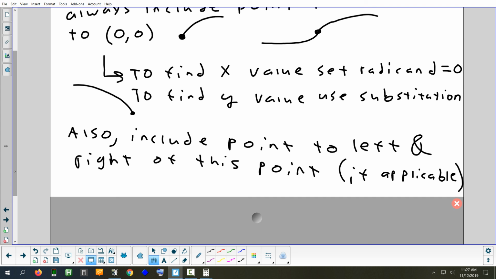So if you have an even root, it's only going to go one way. If you try plugging in numbers on the wrong side, you're going to get imaginary answers. It's not going to work. Right? If you have an odd root, yes, check on both sides of your center point. Both.